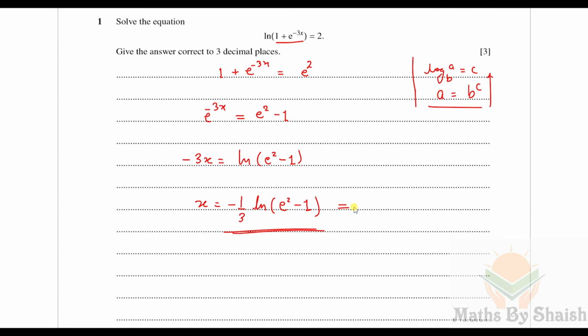This value is going to be minus 0.61819, so it is going to be minus 0.618 only, because the next digits are 1 and 9, so this is still 3 decimal places. This is the answer. I hope it is clear. Let's do the second question.